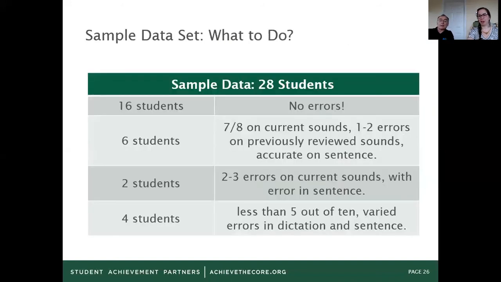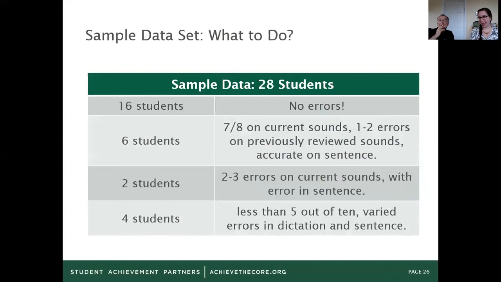So we have for you just a little bit of a sample data set, thinking about what your data might look like after giving a weekly assessment. So just take a look at the sample data on this slide. You're going to use it for your online discussion this week.